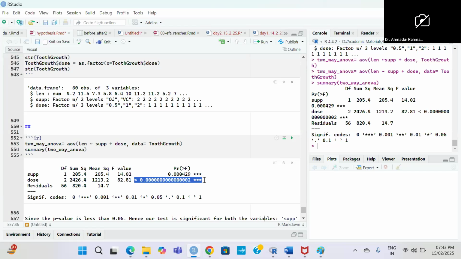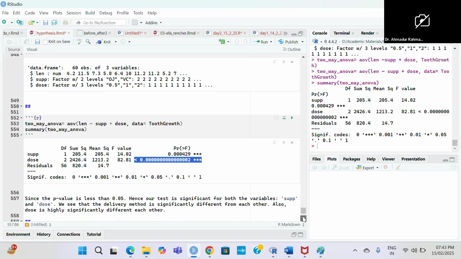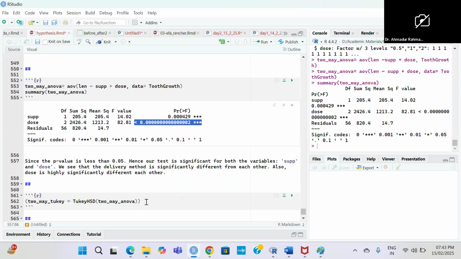The doses are also significant. They significantly differ. 0.5, 1 and 2 सब एक दूसरे से significantly differ कर रहे हैं. Now we will use post hoc test, and that is Tukey HSD. The function for this is TukeyHSD, and then given the name of the model, that is two-way ANOVA.